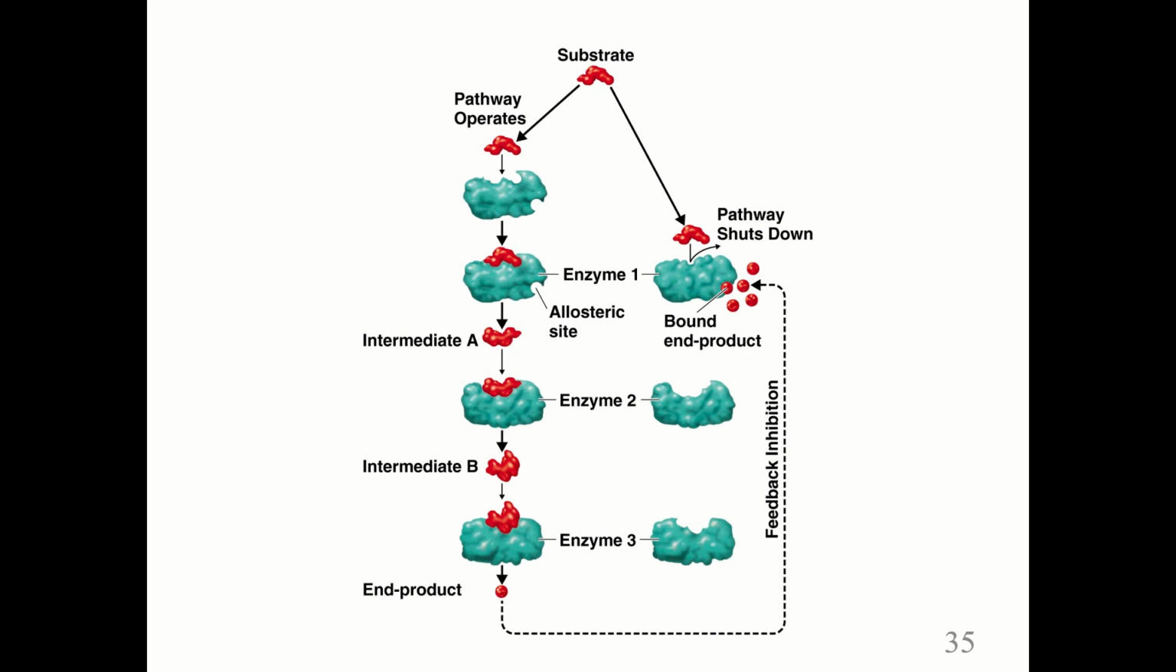Here is an example of the feedback inhibition. The substrate in red is going to bond to the first enzyme in the metabolic pathway. As the products are formed and they increase, if they get to a certain level, they will bind to an enzyme early in the pathway, in this case enzyme 1.